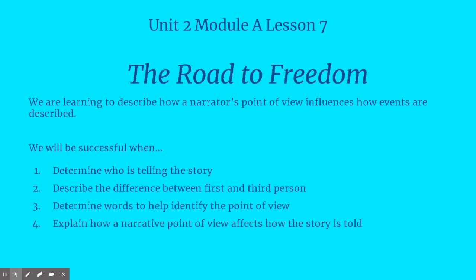We're going to continue today with Lesson 7, which is Chapter 7 in The Road to Freedom. We are learning to describe the narrative's point of view, how that influences how the events are described. This is a skill that we've already worked on, but we're going to continue it now that we have more information from our story and we know more of Emma and her mom's plight. So for us to be successful, first we have to be able to determine who is telling the story. And we were able to determine that Emma is telling the story. But we have to describe whether it's first person or third person.